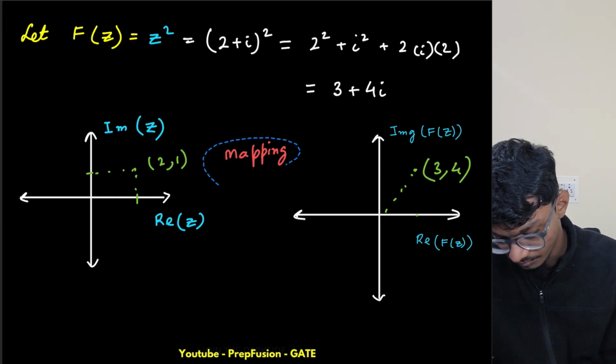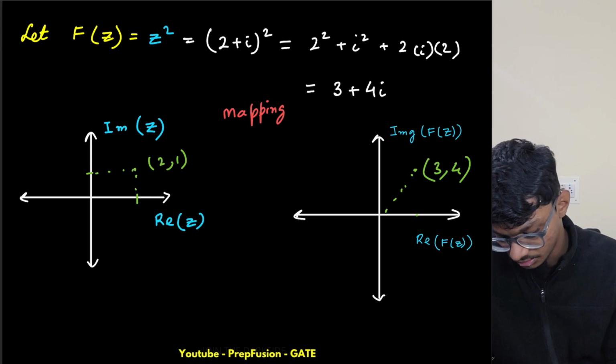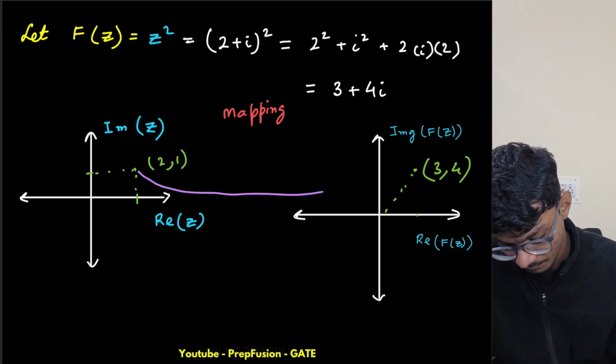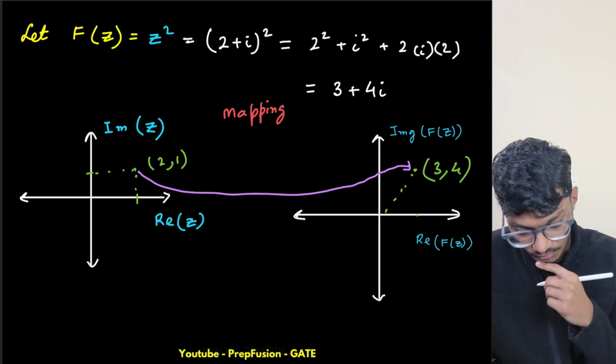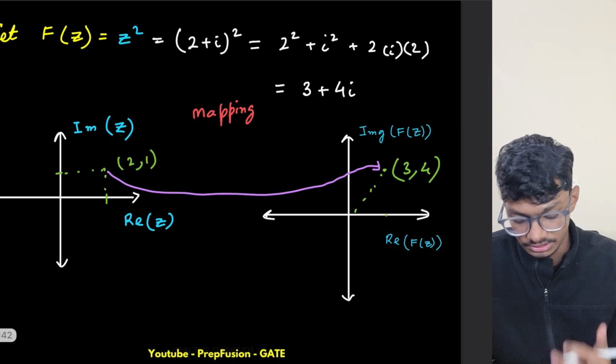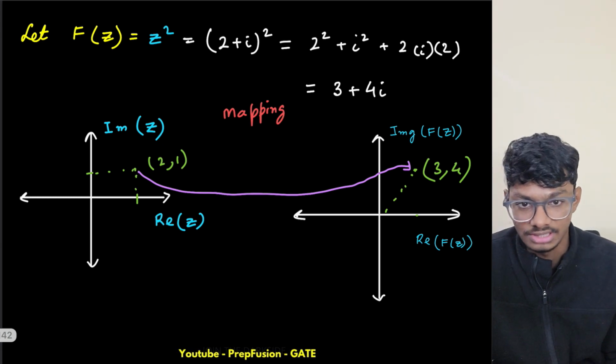So my point is simply mapped. This point has been simply mapped here, right? So this is what my real and imaginary parts are. Now let's take one example, right?